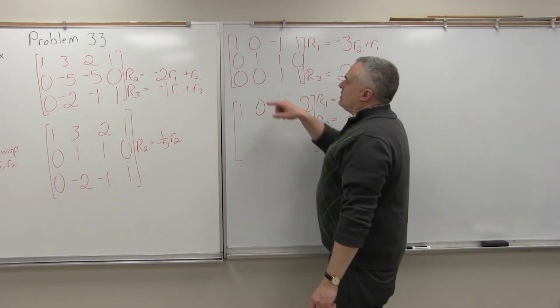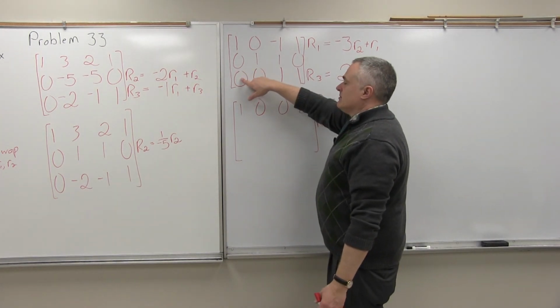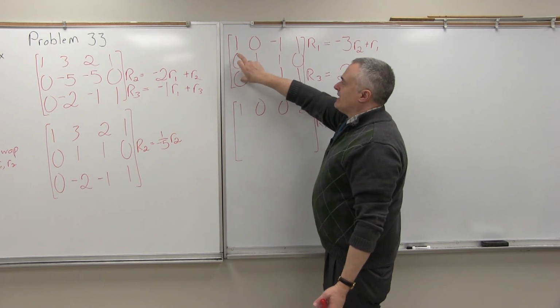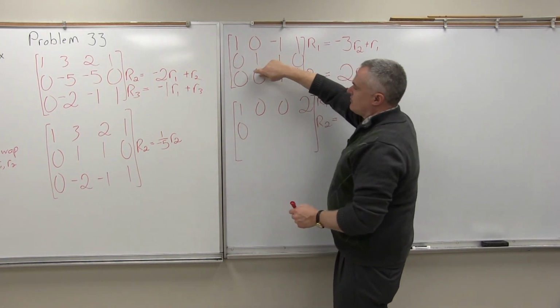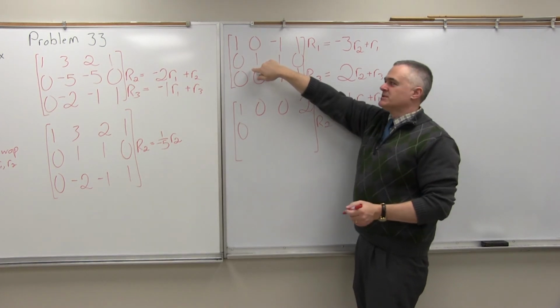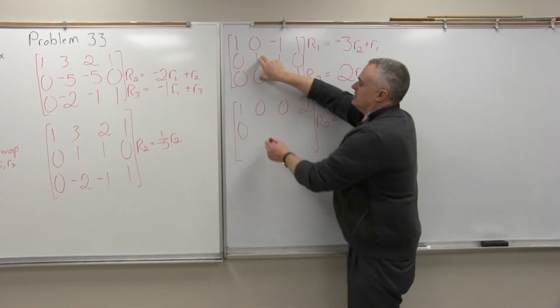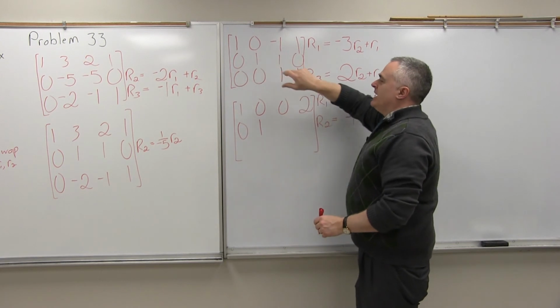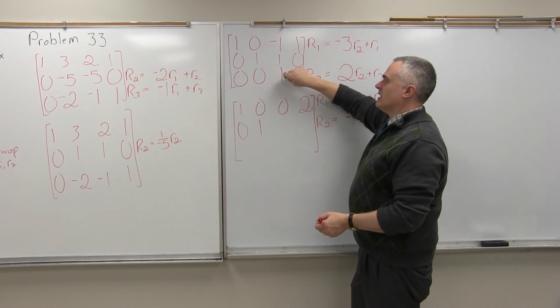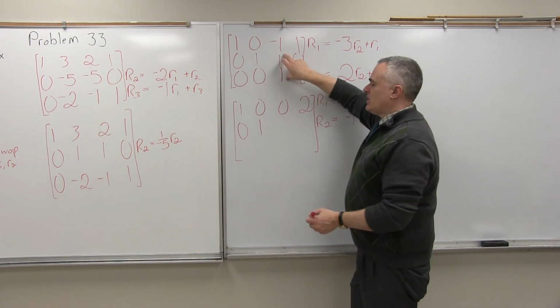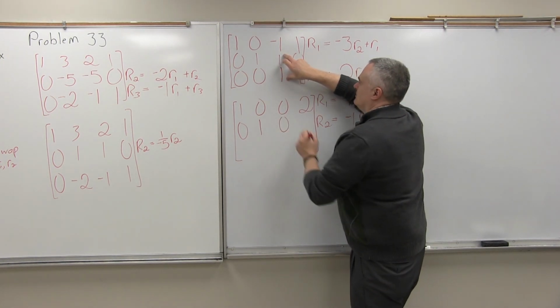So negative 1 times row 3. Negative 1 times 0 is 0. Add that result to row 2, 0 plus 0, 0. Next one, negative 1 times row 3. Negative 1 times 0, that's 0. Add 0 plus 1, it's 1. Next spot, negative 1 times row 3. Negative 1 times 1, you'll make a negative 1. Add to row 2, negative 1, positive 1, 0.